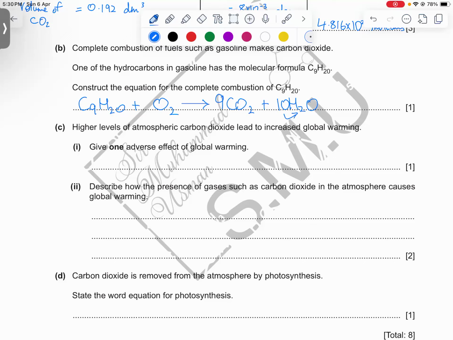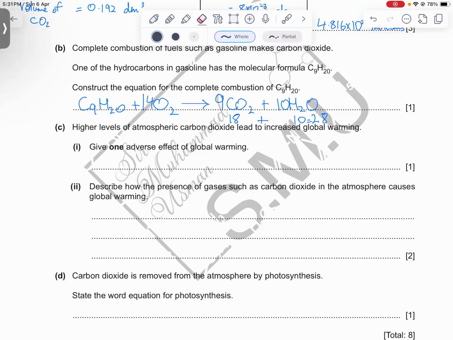So 10 times 2 is 20. All right. And then we balance oxygens. 9 times 2 are 18 oxygens over here, and 10 times 1 is 10 oxygens over here. 18 plus 10 is 28 oxygens in total. So we want to put a 14 over here to balance.